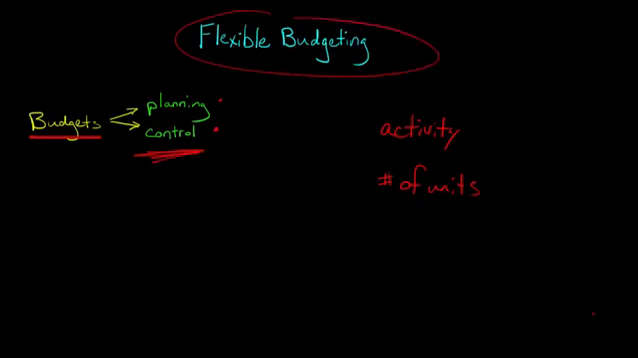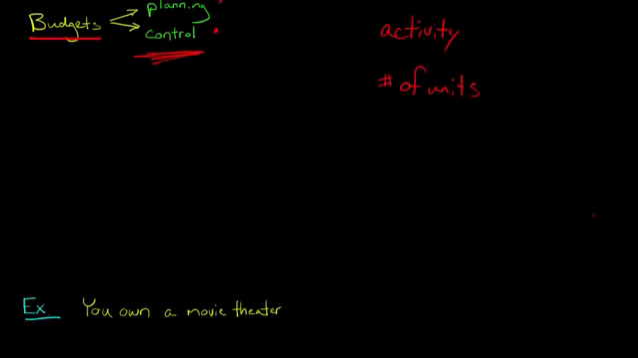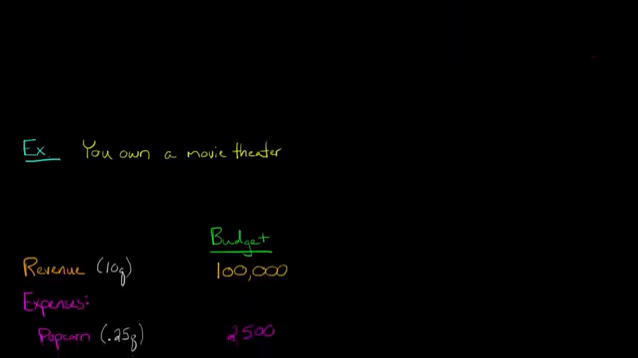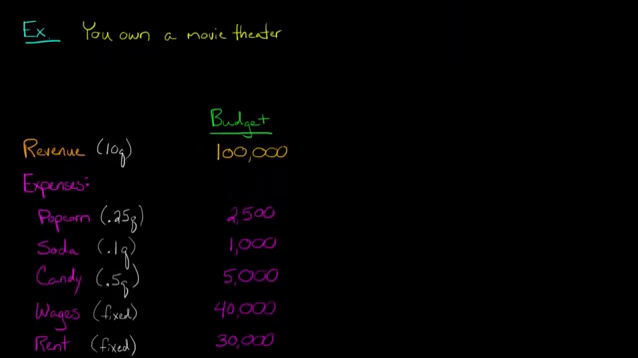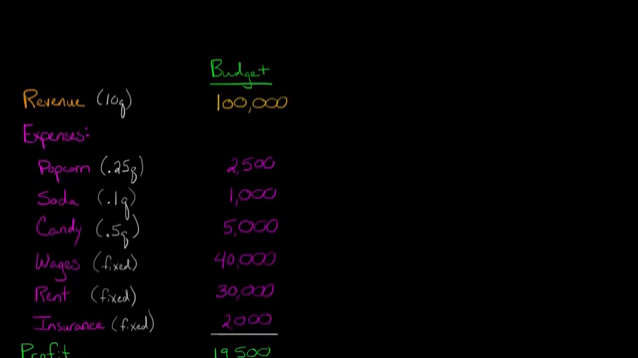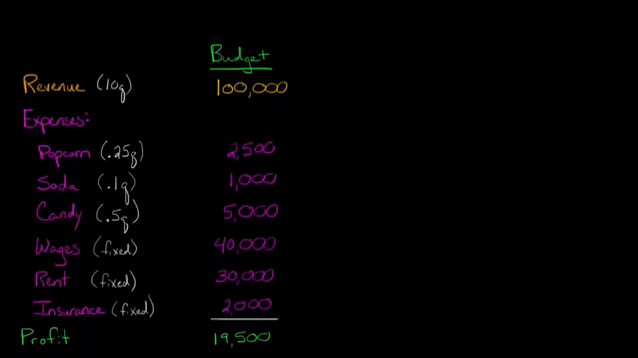So that's a little abstract. Let's jump into an example, and I'll make it a little bit easier for you to understand. Let's say that you own a movie theater, and I've constructed a rudimentary budget here, and I will walk you through how I constructed that budget.